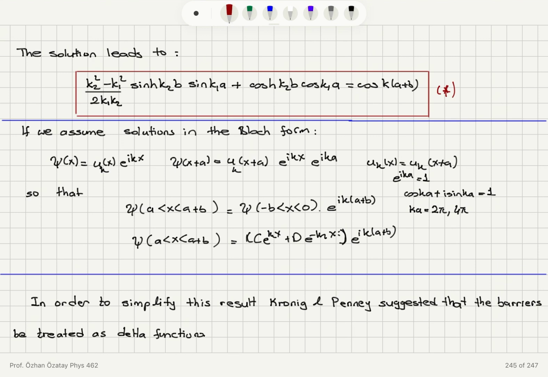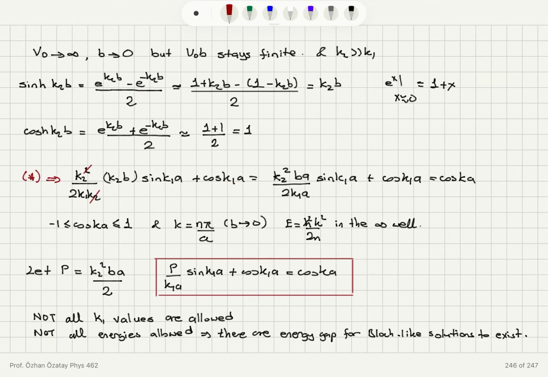wave vectors. In order to simplify this result, as we said, we let v0 go to infinity, b go to 0, and v0b stays finite. That is the delta potential, and the k2 value is much greater than k1, so that we will have a quick decay inside the delta potential, where it should go to 0 actually. So sine hyperbolic k2b is k2b, cosine hyperbolic k2b becomes 1, and with that we obtain, for the right hand side, cosine ka, and for the left hand side we obtain an equation that contains k1 only.